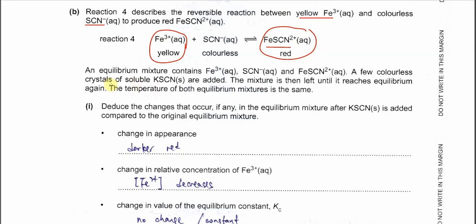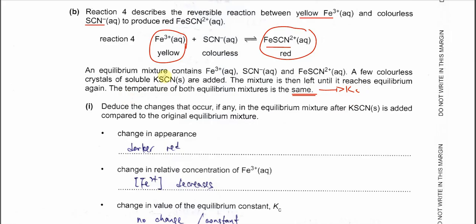Now, an equilibrium contains iron 3 and the SCN negative and the FeSCN 2 positive. A few colorless crystals of soluble KSCN solid are added. The mixture is left until it reaches equilibrium again. The temperature for both equilibrium mixtures is the same. This is very important. This is telling you the Kc has no change. Kc is constant.